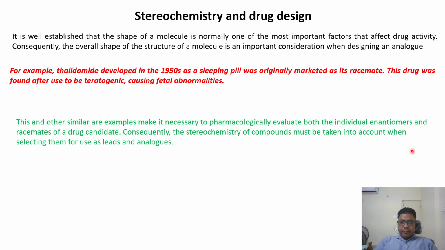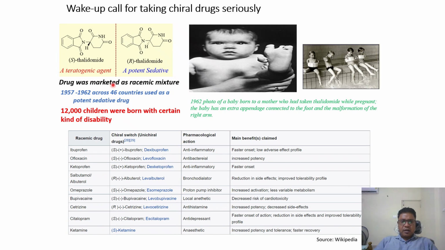So let us see what happened. This is the structure of the drug molecule thalidomide. You can see this is S-thalidomide, which is a teratogenic agent, but R-thalidomide is a potent sedative, so it works as a sleeping pill. This drug was marketed as a racemic mixture between 1957 and 1962 across 46 countries, and since pregnant women consumed this drug, approximately 12,000 children were born with certain kinds of disabilities. You can see clearly in the photos that those children have certain kinds of disabilities.